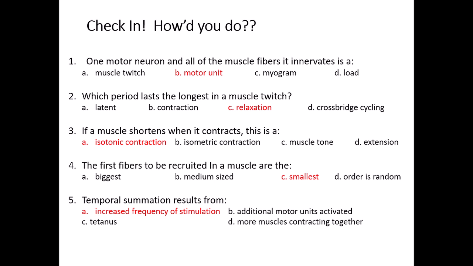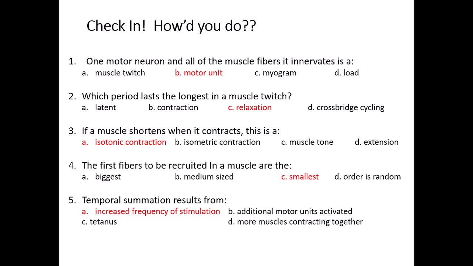Number 2, which period lasts the longest in a muscle twitch? Relaxation was definitely the longest. The latent period was the shortest, and contraction typically in between. If a muscle shortens when it contracts, this is an isotonic contraction. So remember, same tension, isotonic, not same size, which would be isometric, because it shortened.